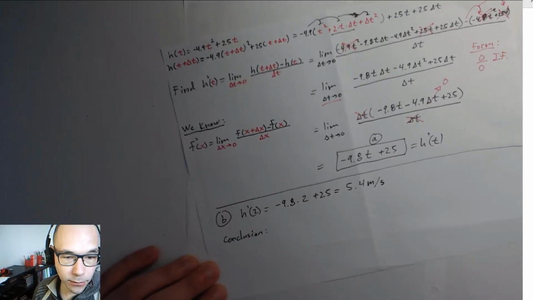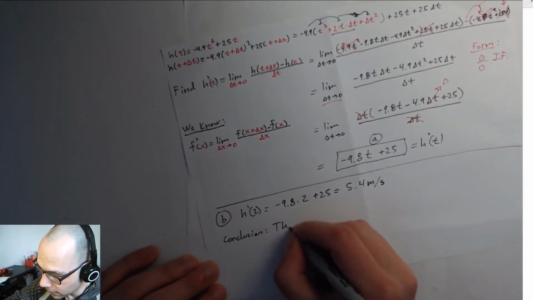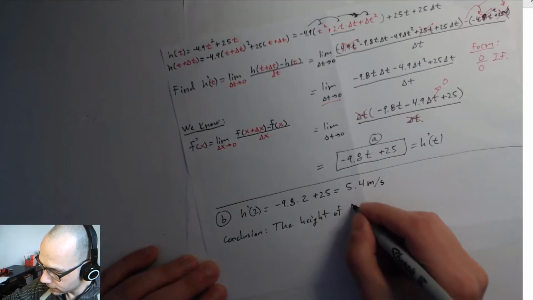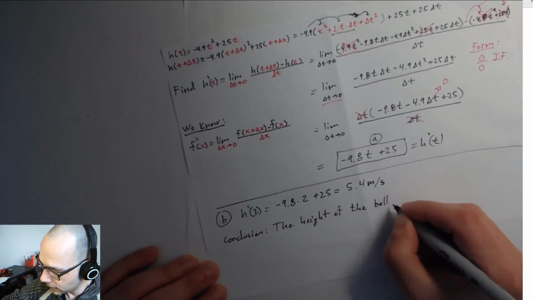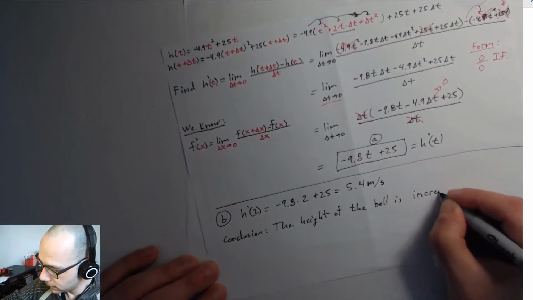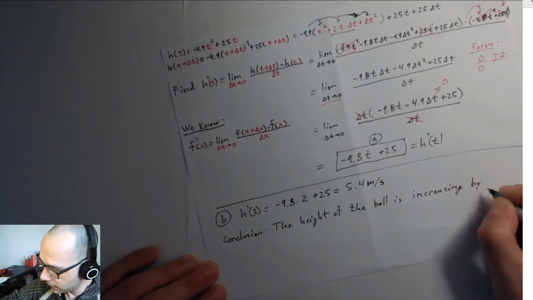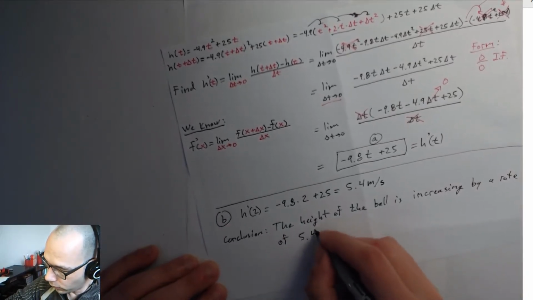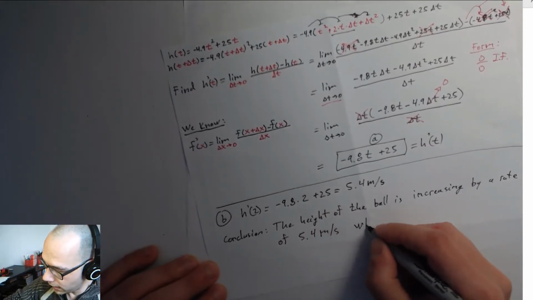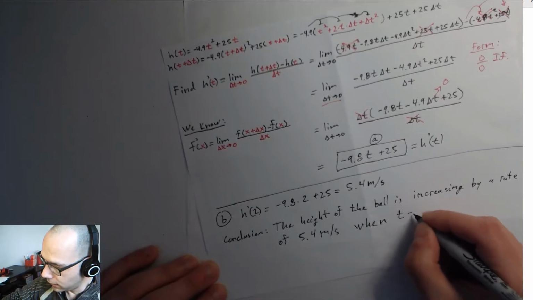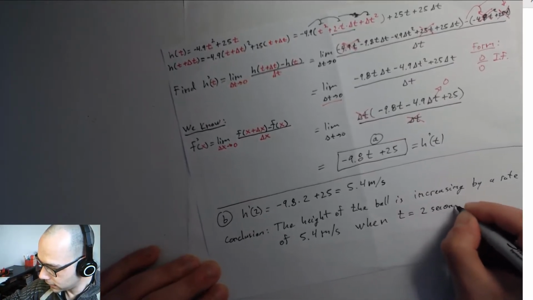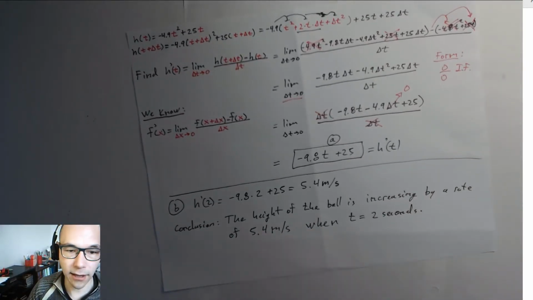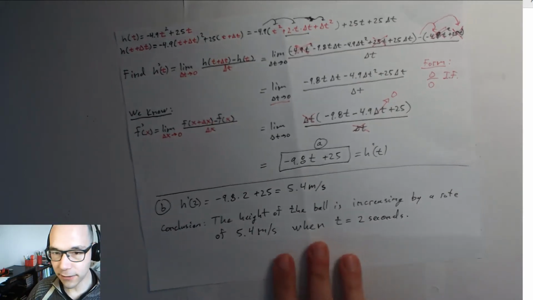And in conclusion, you have to write an interpretation. So the height of the ball is increasing by a rate of 5.4 meters per second when t equals 2 seconds. So that's an instantaneous rate of change. That's a way of writing down the interpretation. So that's it for problem A.